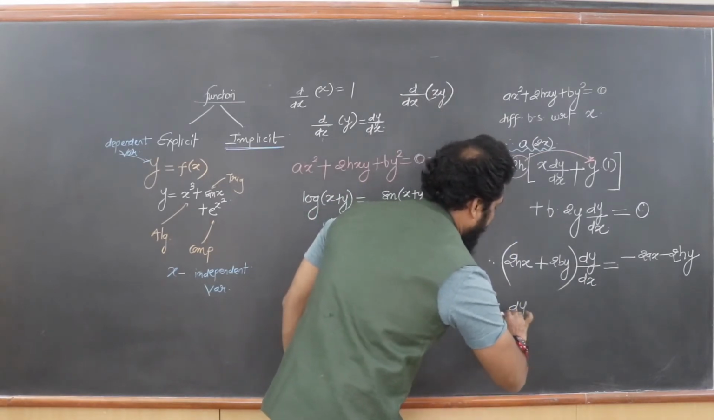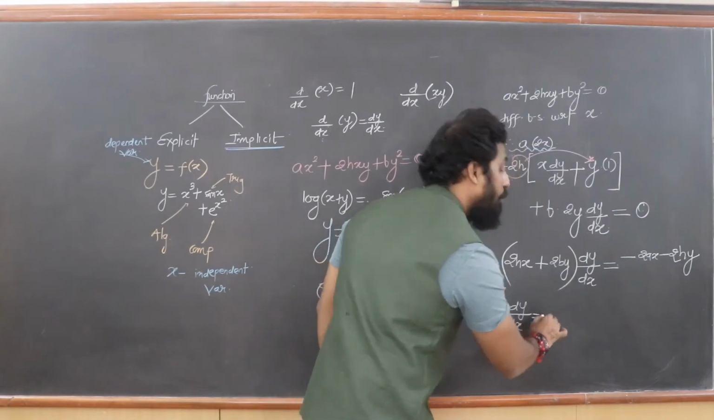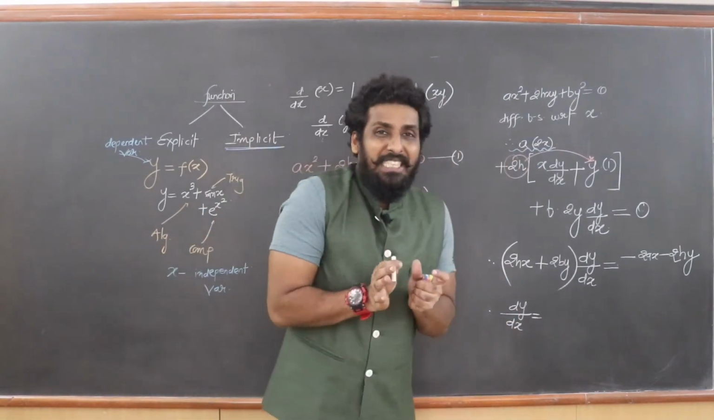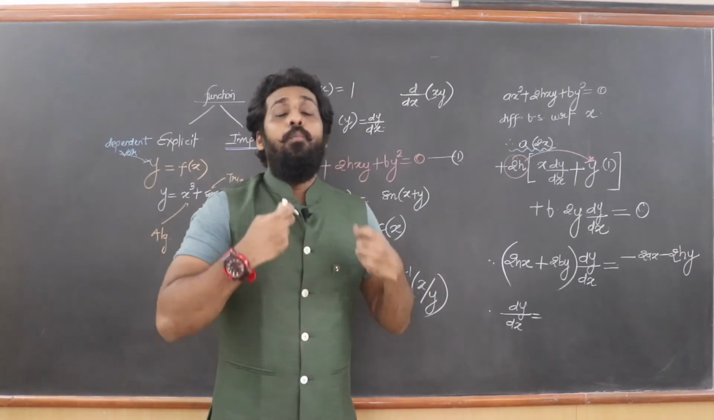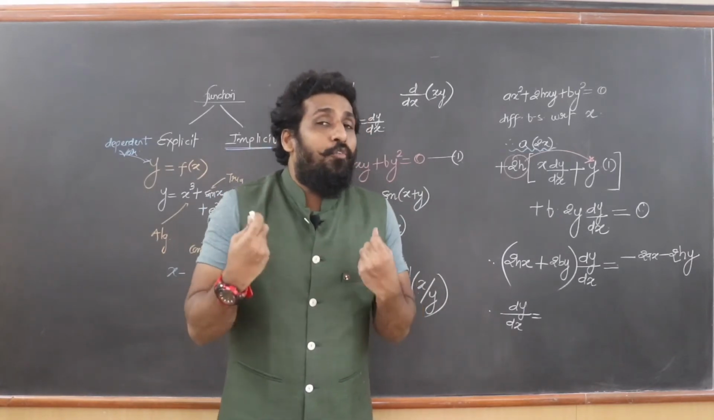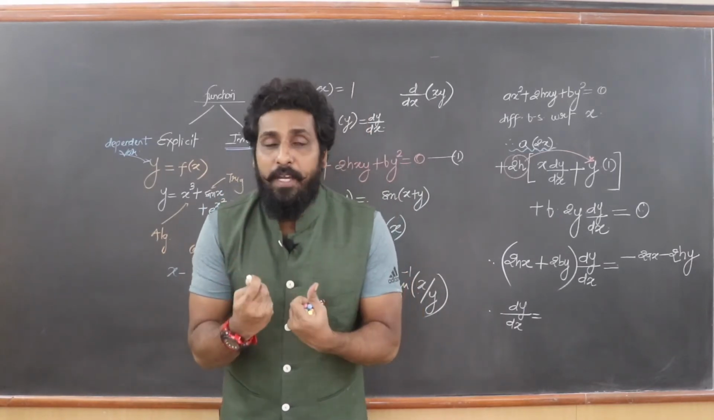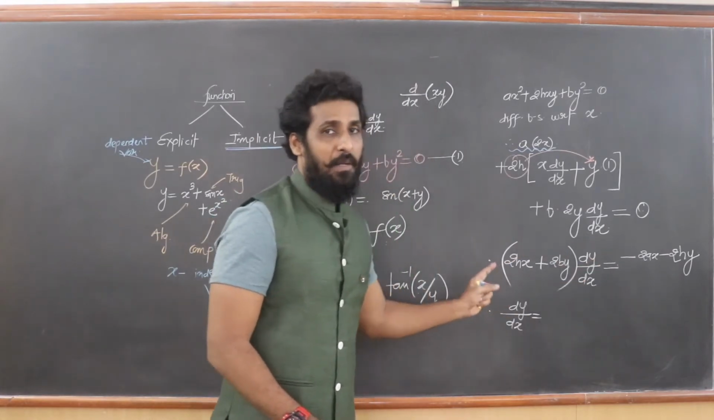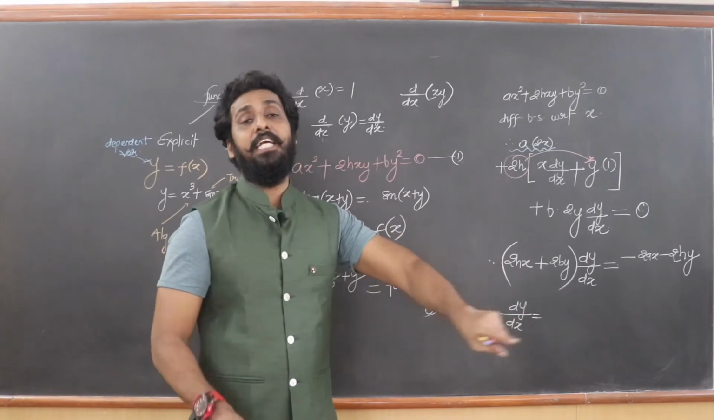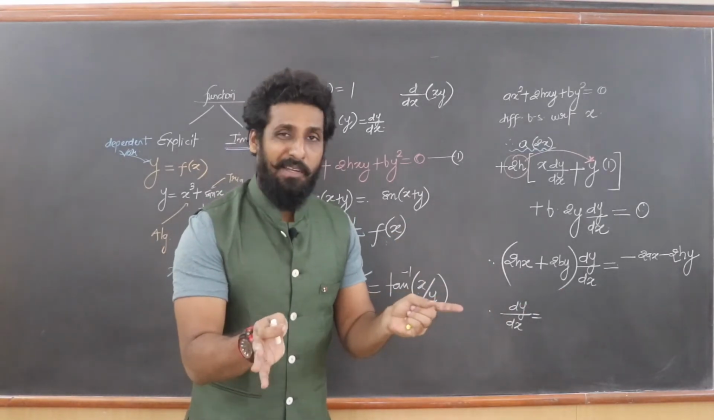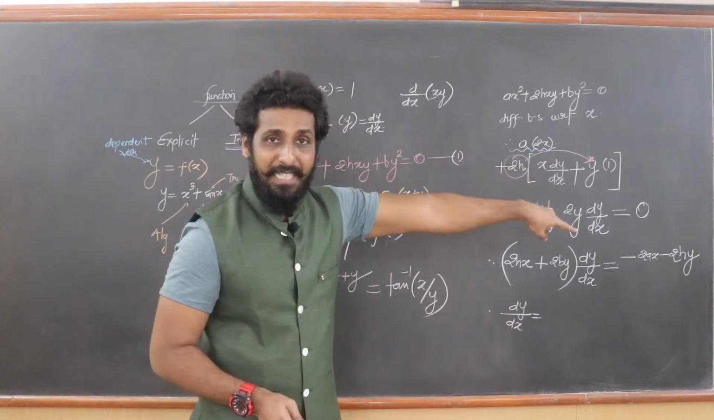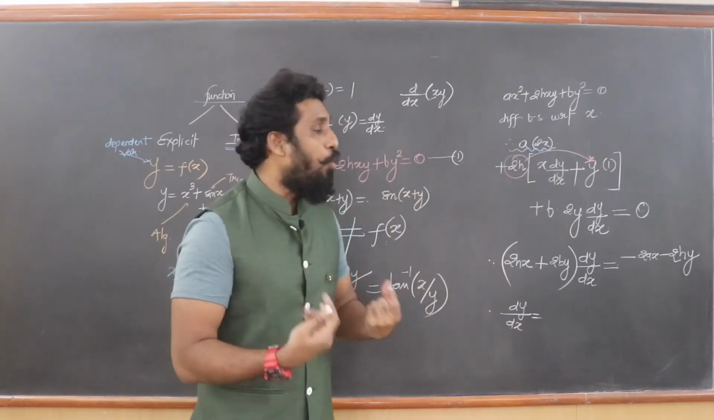So dy by dx becomes equal to this, called, students, transposition. We call it transposition. I'm going to just leave dy by dx on one side, because what was my question? I need to find dy by dx. That's my question, isn't it? So I have to get dy by dx. Whatever other terms are present along with dy by dx should be transferred to some other side. So they are multiplied over here. When I transfer it on the other hand side, this is called transposition.